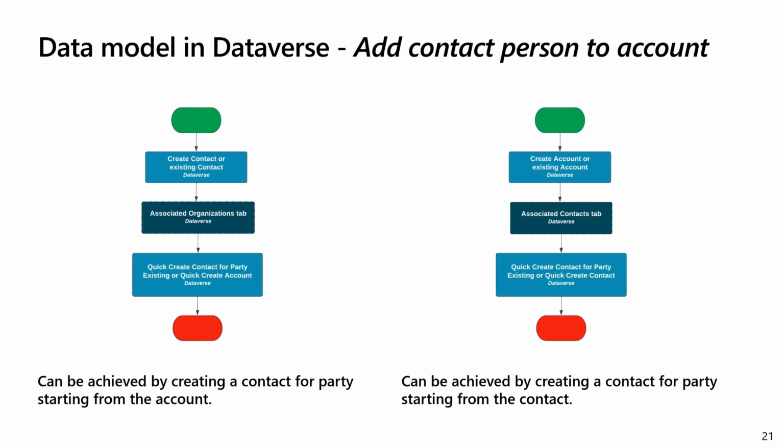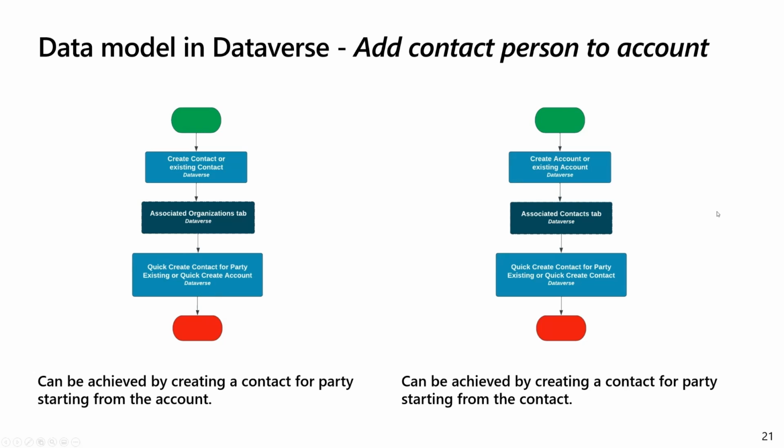There are 2 ways in which we can add a contact person to an account. We can either create the contact or open the form of an existing contact, navigate to the Associated Organizations tab that is available, and then use this tab to create one or more contact for party records. You also have the possibility to either use an existing account or perform a quick create of the account before creating the actual association.